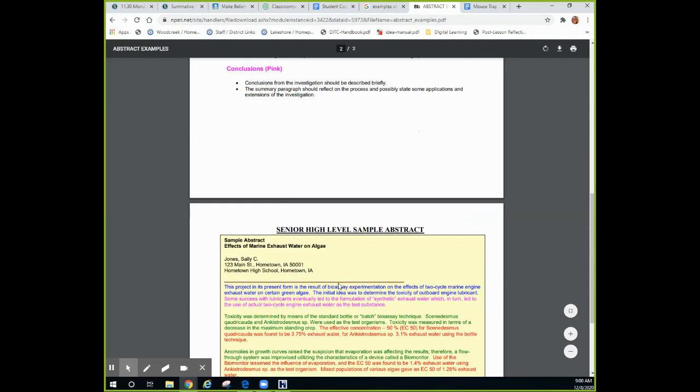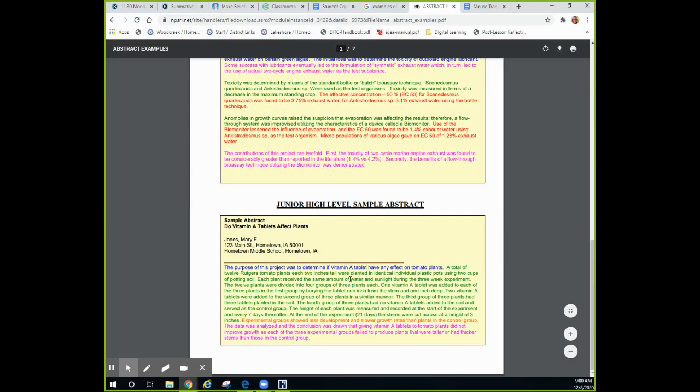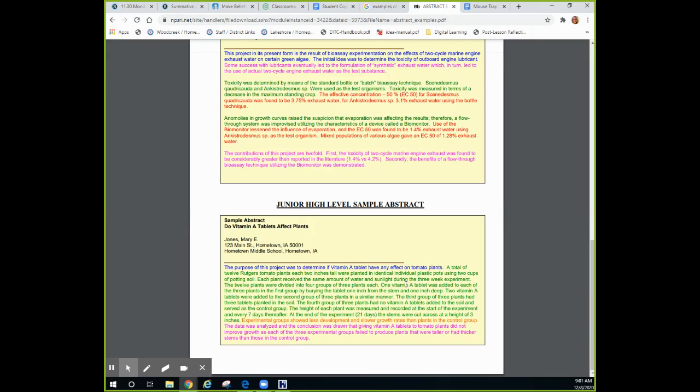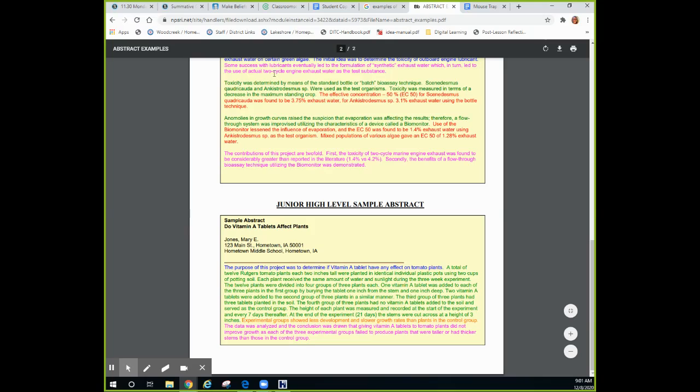So if I scroll down to a middle school example. So again, the purpose of their experiment is in blue. And it says the purpose of this project was to determine if a vitamin A tablet had an effect on tomato plants. So for our purposes, we would state the purpose of this project was to determine if the design of a mousetrap car would affect its motion. Okay? The purpose is essentially what our question is on our data sheet.